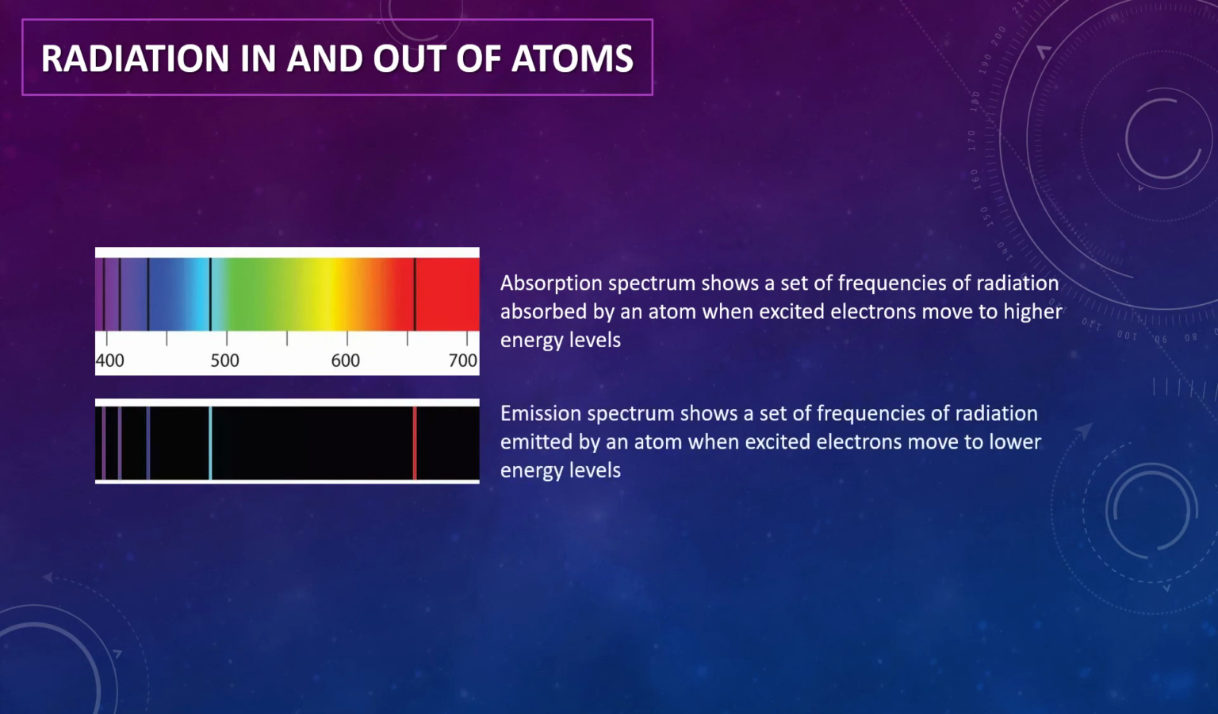The emission spectrum shows a set of frequencies of radiation emitted by an atom when excited electrons move to lower energy levels. So after the electron has moved to a higher energy level from the photons, it can then return to its previous energy level, emitting the photon it just took in.